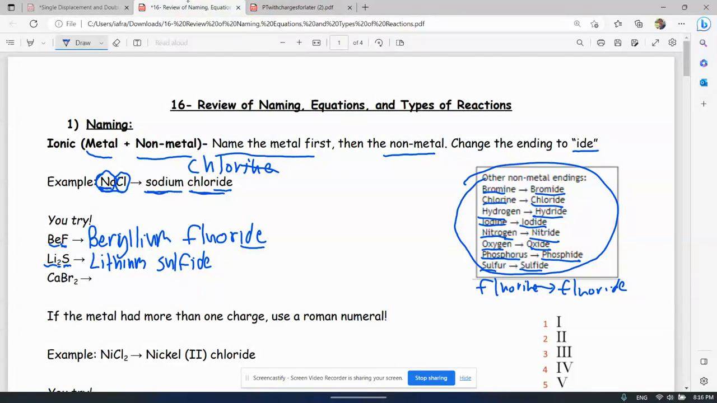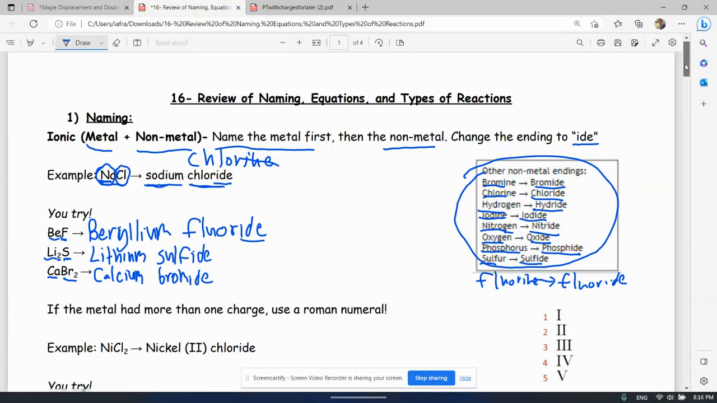Here we have another ionic compound. We have calcium, we have bromine. So the metal is calcium, doesn't change the ending. Bromine becomes bromide. Calcium bromide.